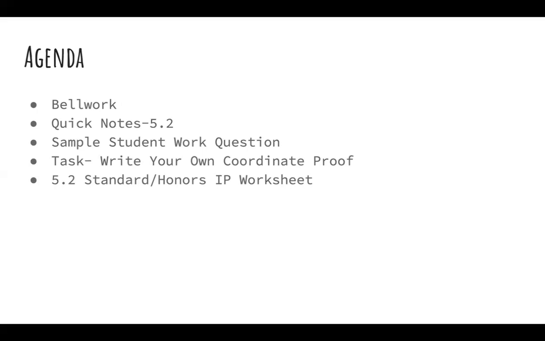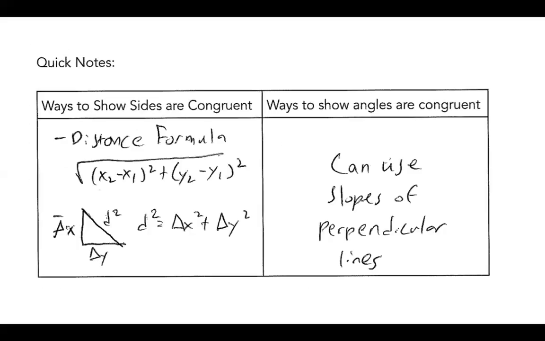All right. So one thing you do want to take away are your quick notes for today. We're not going to learn anything explicitly new other than taking what we learned last unit and learning how to find evidence. There are two ways that you can show sides are congruent. You can use either the distance formula or the Pythagorean theorem. So, connecting the Pythagorean theorem to the distance formula, let me remind us that that's the Pythagorean theorem in disguise.